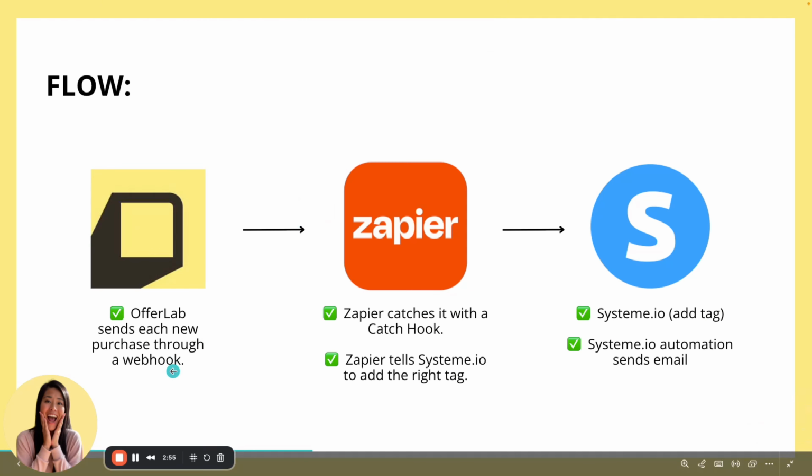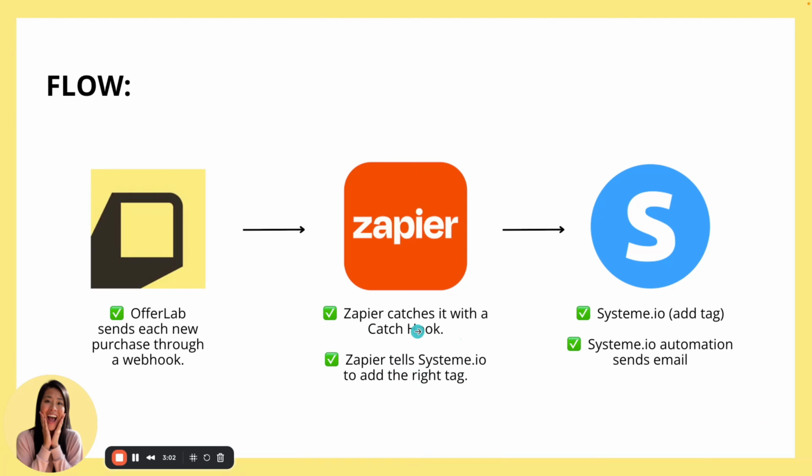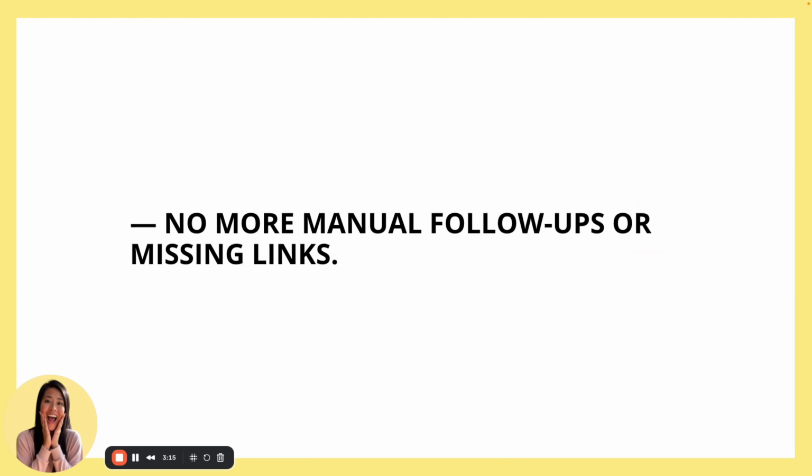Yay! So let's wrap it up with a quick recap. So OfferLab sends each new purchase through a webhook, and Zapier catches it with a catch hook. Zapier tells System.io to add the right tag, and System.io automation sends the delivery email instantly. So once it's live, your whole delivery process runs on autopilot, so no more manual follow-up or missing links.